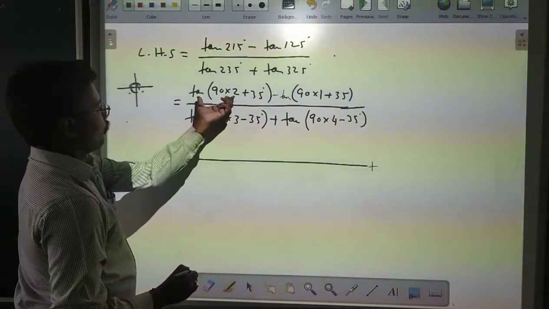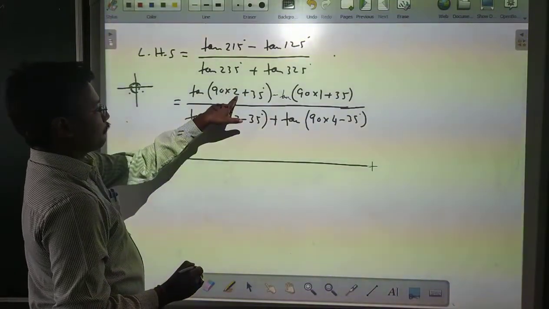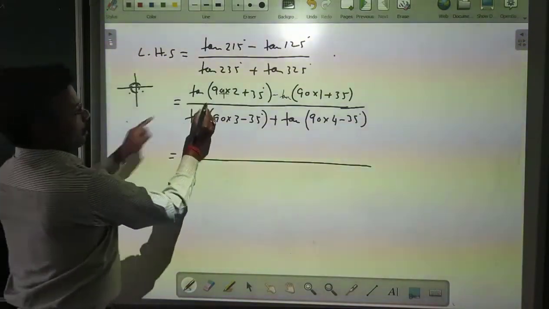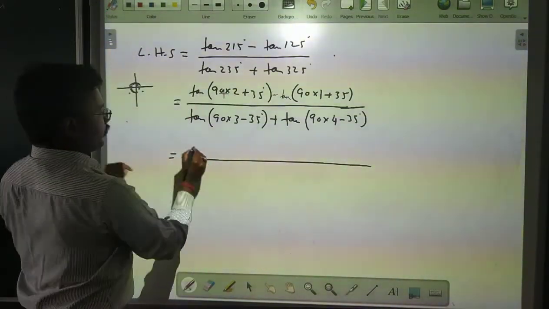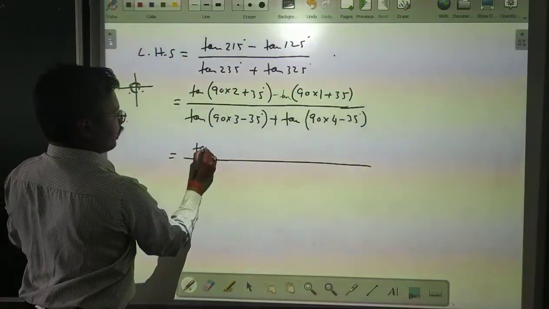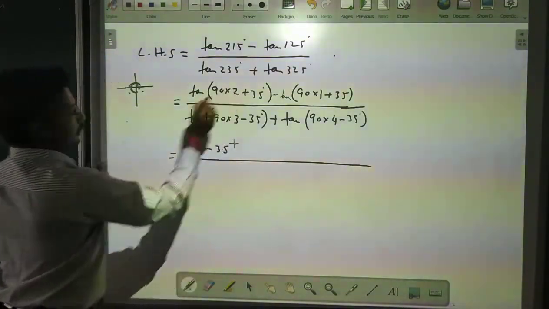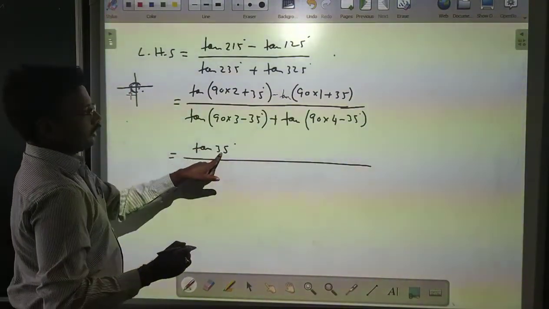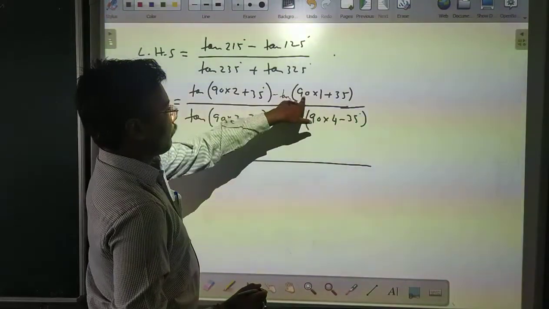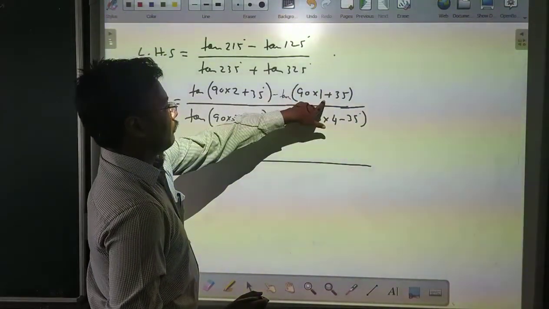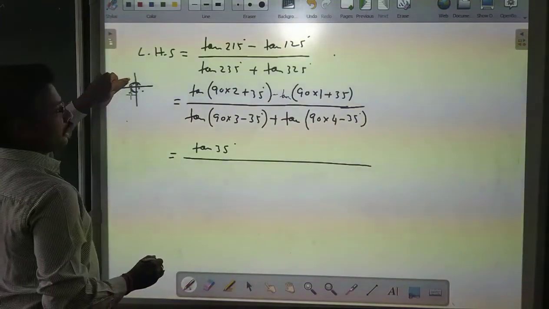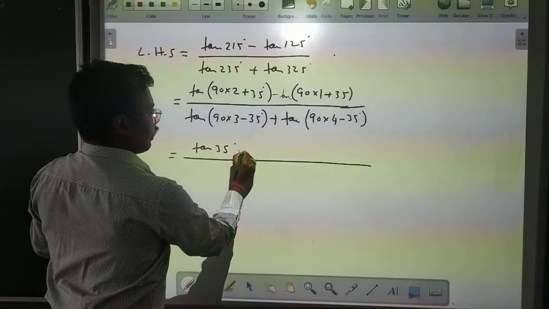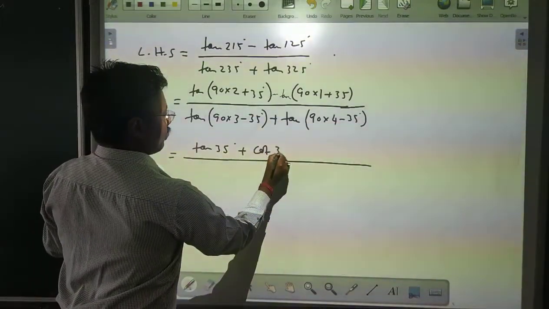Okay, now for this, as n is even, and the angle lies in the third quadrant, because of the even number there is no change in trigonometric ratio. Therefore, we get tan 35. And since it is coming in the third quadrant, which is positive for tan, we get tan 35. Now this angle is coming in the second quadrant, and the second quadrant is positive for sine and cosec, not for tan. So there is a change in the sign, we get plus cot 35.